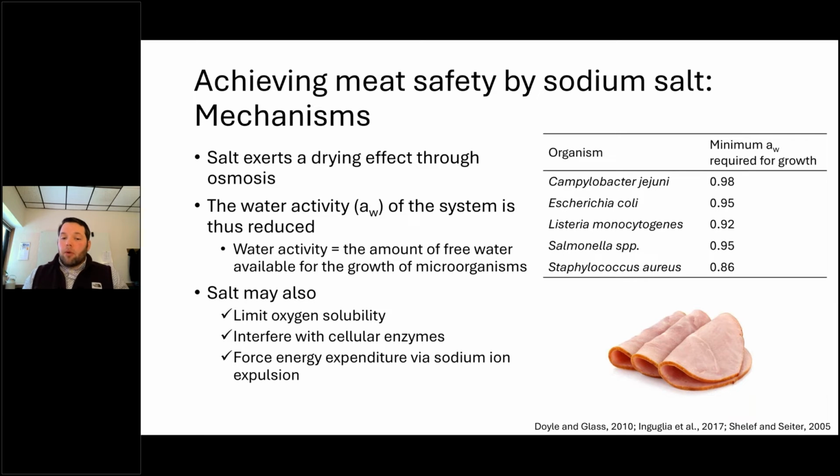And when we look at microorganisms of concern in meat products, we can see that there is a minimum water activity required for growth. So if we know the water activity of our product, we can get a good idea of what type of microbial control we can expect. Everything ranging from as low as 0.86 for Staphylococcus aureus up to Campylobacter jejuni at 0.98.